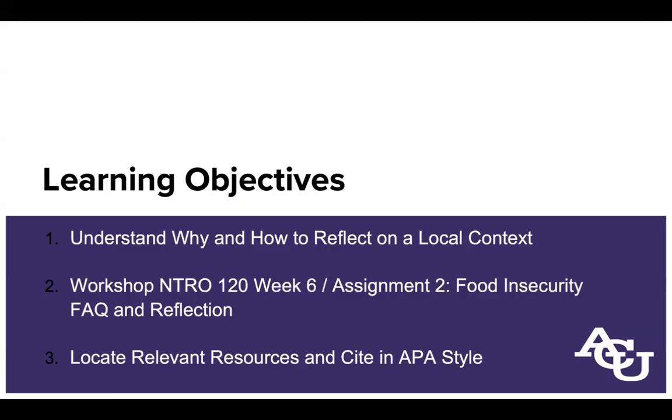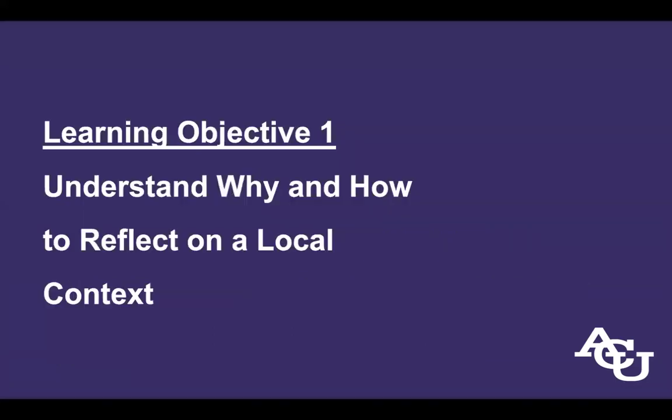So here are our learning objectives for the webinar. By the end of the session, we will understand why and how to reflect on local context, workshop NTRO 120 Week 6 Assignment 2, Food Insecurity FAQ and Reflection, and locate relevant resources and cite them in APA style. I'm going to pass it off to Tanya so we can tackle our learning objective 1.